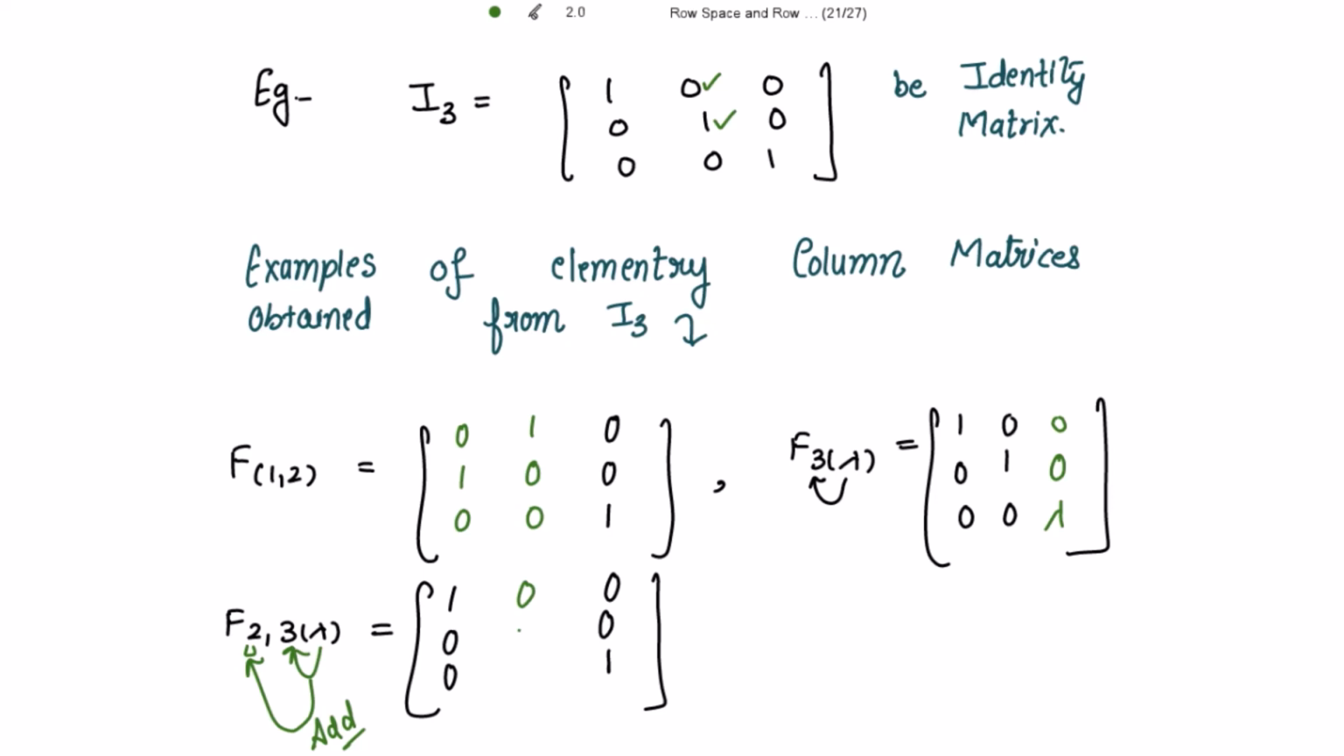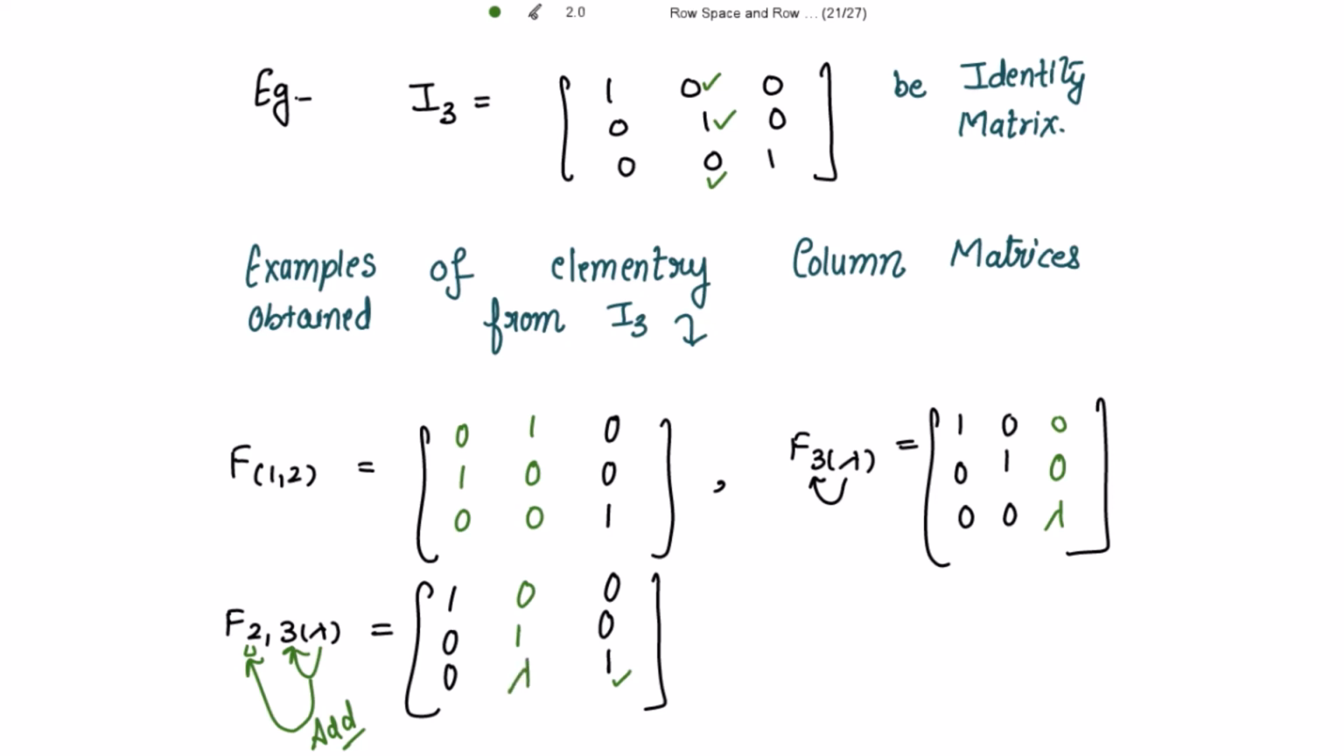0 plus 1, that is 1. Multiplying the third element of column 3 with lambda gives us lambda into 1, lambda, and adding this to the third element of column 2 gives lambda plus 0, that is lambda.